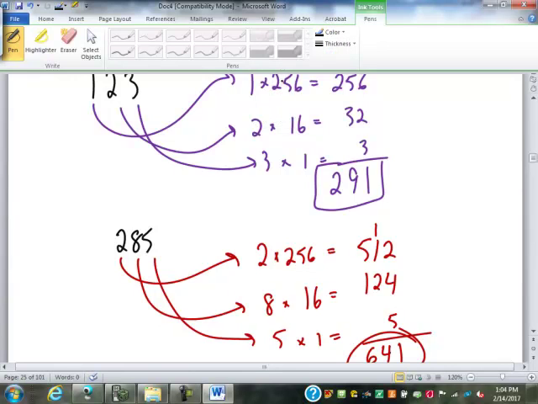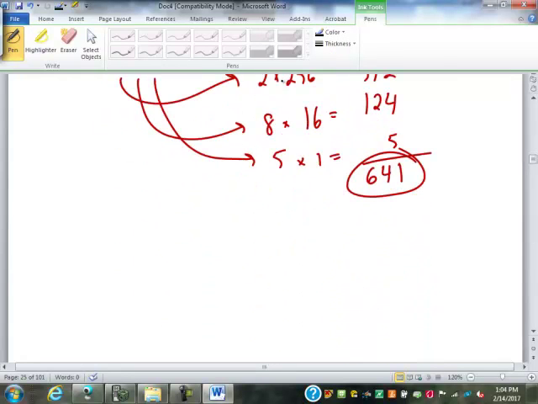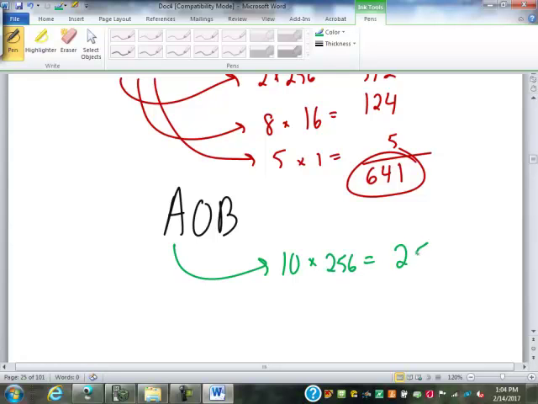So what'd you get for number 9? That sounds about right. So A is 10. That's in the 256 spot. So it's 2,560. Of course, 0 is a 0. B is 11 in the 1 spot. 2,571.